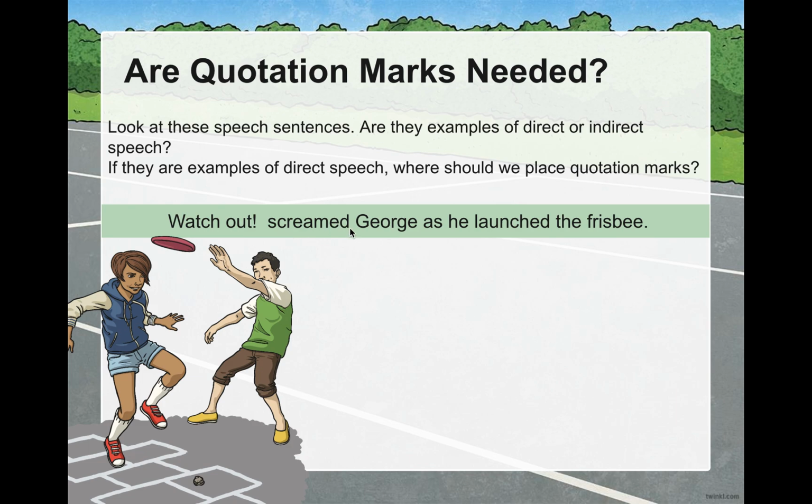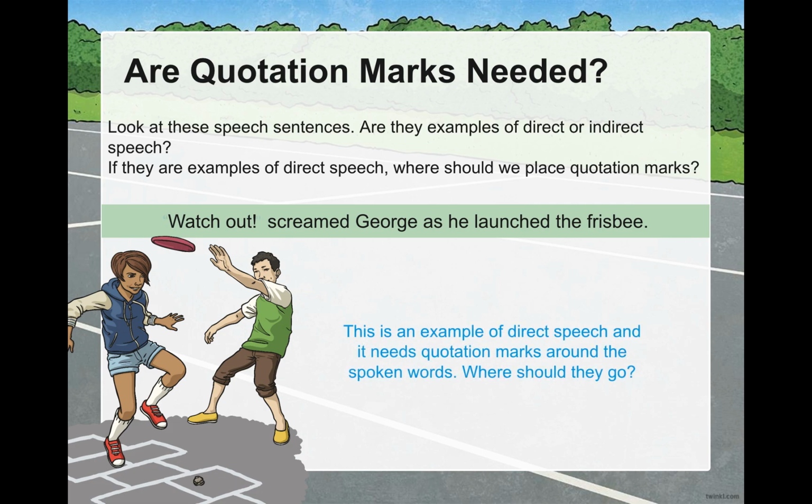"Watch out," screamed George as he launched the frisbee. In this case, it's an example of direct speech. "Watch out." These are the exact words that he said, so we do need quotation marks. If I wanted to make it indirect, I might say George screamed at them to watch out. It's very similar. It's the same information, it's just we're writing it in a different way.